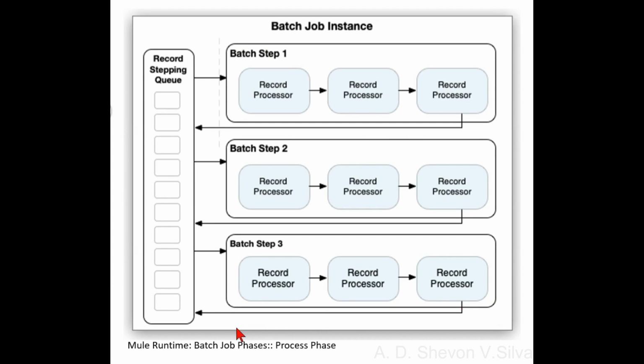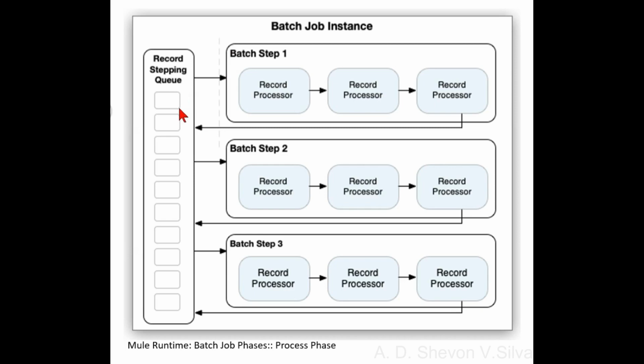Loading records to the queue and start execution of a batch job instance. In this phase, batch job components concurrently pull records of the configured size of the queue to process them. The default batch block size is 100.